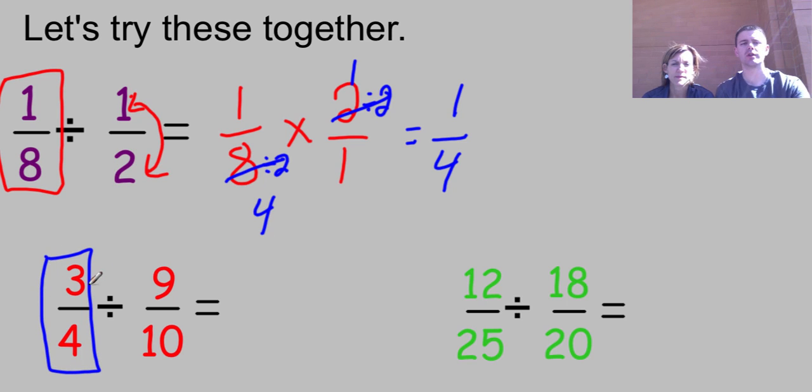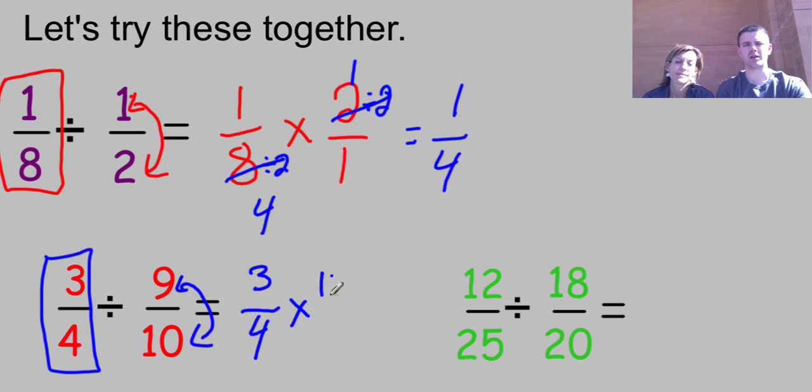You have 3/4 of something. We want to divide it by 9/10. So first fraction stays the same, 3/4. But we talked about, instead of dividing, now we're going to multiply by the upside down. We're going to flip the second fraction. So instead of dividing by one number, we're going to multiply by its reciprocal.